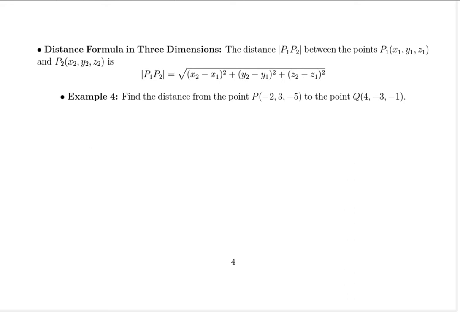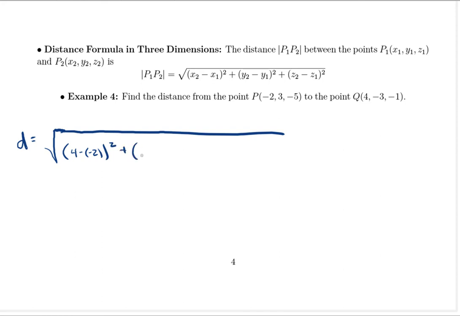it really is just as straightforward as plugging these values in. So one really big square root here. So if I think of q as the second one and p as the first, this is 4 minus negative 2 squared plus negative 3 minus 3 squared plus negative 1 minus negative 5 squared.